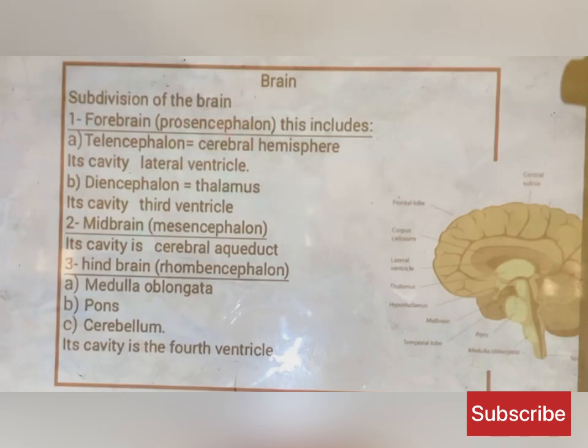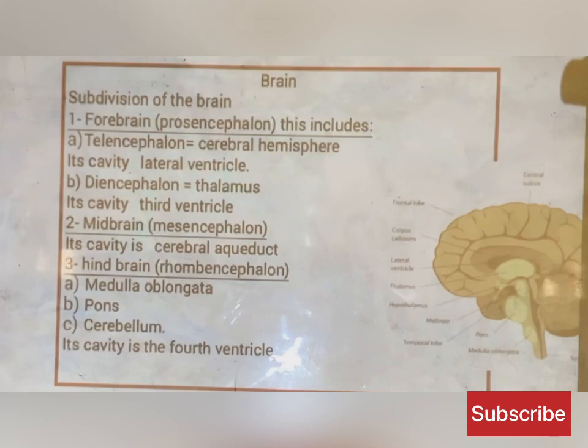I told you we have three brain vesicles, just like a balloon when the nervous system is going to form. So we have three swellings, one cranially, the other one in the middle, the other one behind. The one forward is what we call the forebrain, the prosencephalon, and that one includes the telencephalon and diencephalon.